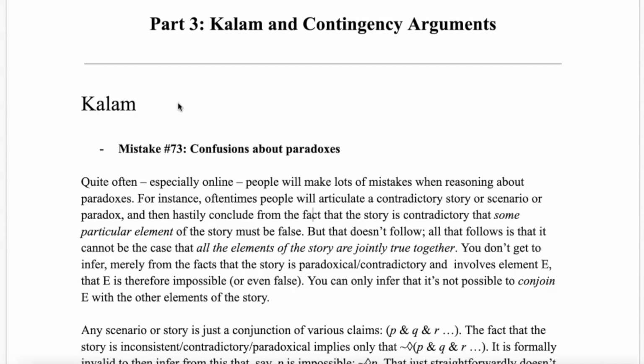So we're going to begin with mistakes on the Kalam, and this is going to take up the majority of this video. But trust me, watching this will significantly enhance your understanding of the Kalam and so many common mistakes that are made in internet discussions about it.